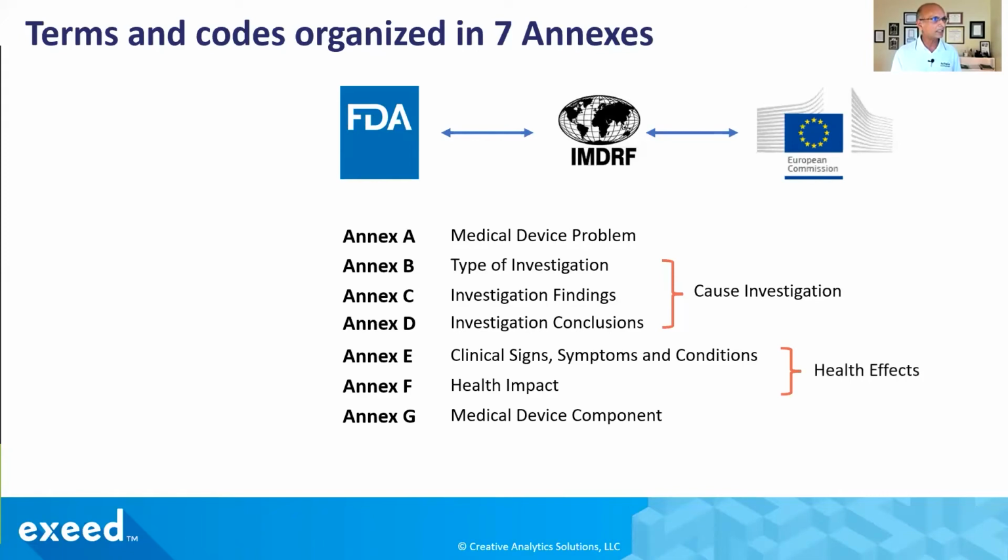E and F are clinical signs, symptoms, and conditions and health impact. G are medical device components. So these codes are organized in these 7 annexes and terms and codes. So I'll pause here. Are you using some of these types of investigation findings and conclusions when you report your adverse events, or do your investigations at least?